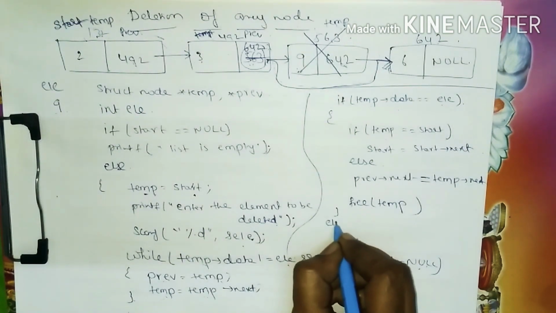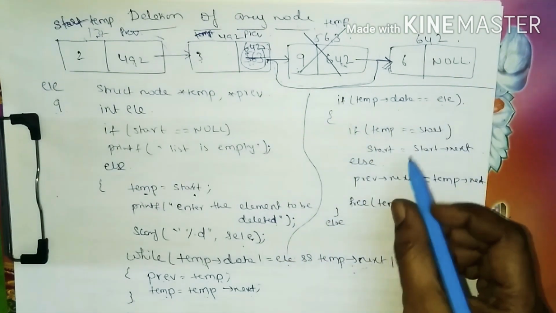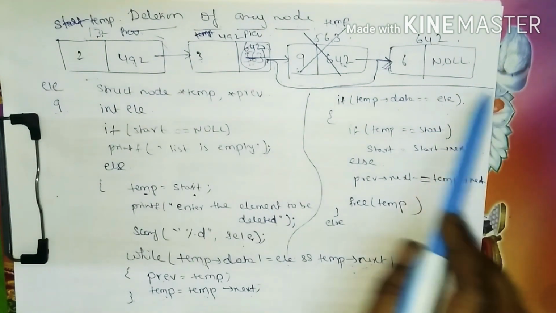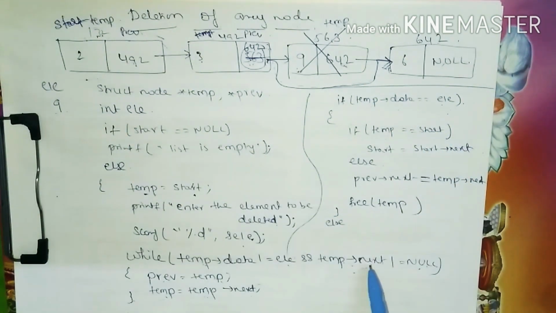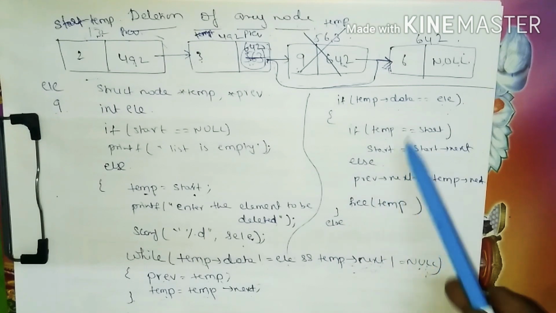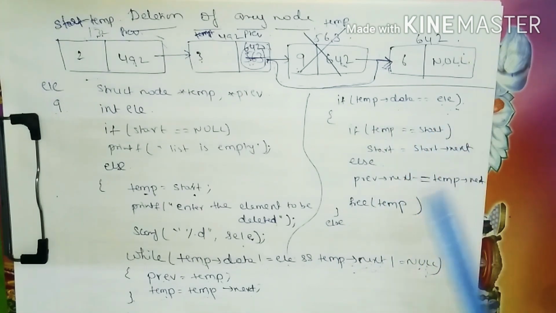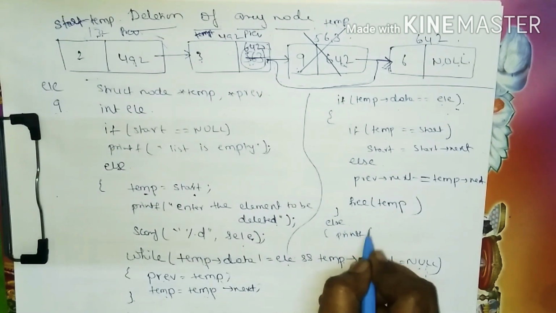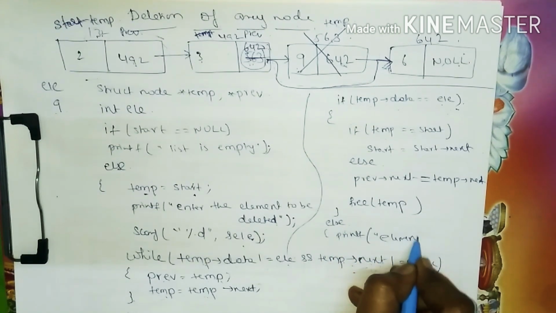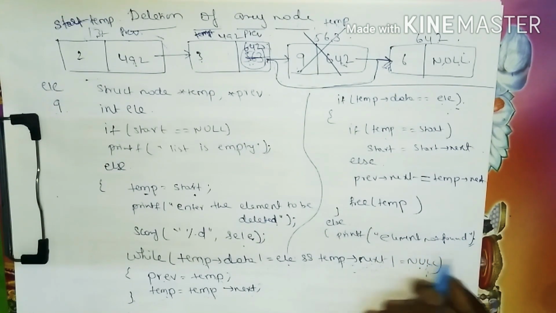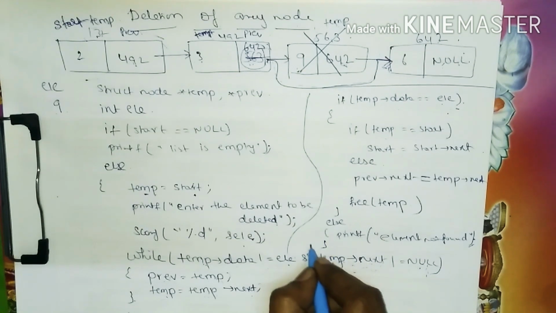So if it is else, that is temp data not equal to ele. This case will occur when I want to delete some 7 which is not in the list. So what happens? This temp next is not equal to null will be satisfied after coming over here and it will come out of the loop. So temp data is equal to ele means no, it is not satisfied. So it will come into the else. Then I have to say printf element not found that need to be deleted. Write down. Then close it.